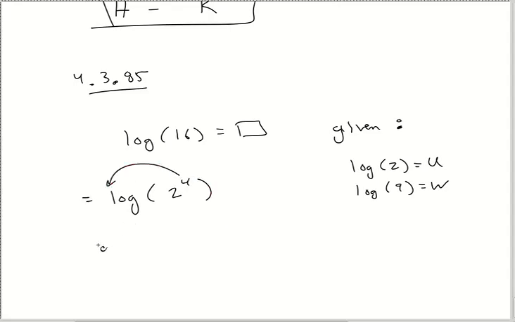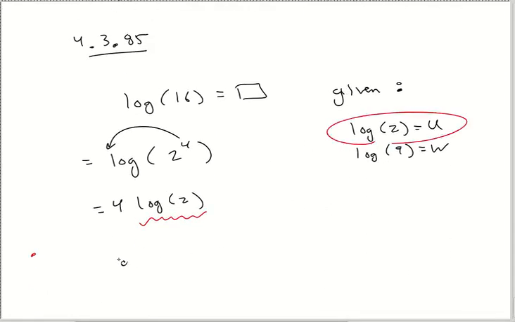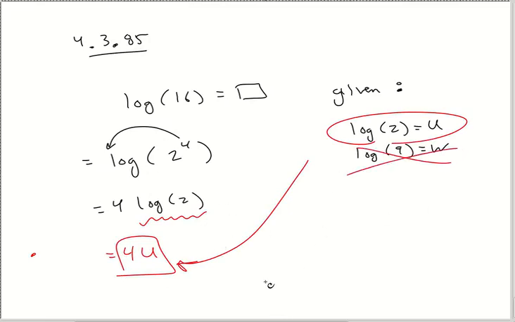But then I can move my 4 to the front. I don't know. Have I seen this log 2 somewhere on this? Is it on the last problem? No, it's right here. It's right there. 4 times u. And that is your answer. Just a u. Did you use w anywhere? Did you ever see a 9? I didn't see a 9, so don't use it. That's it. They're really, really easy. It's just kind of confusing.